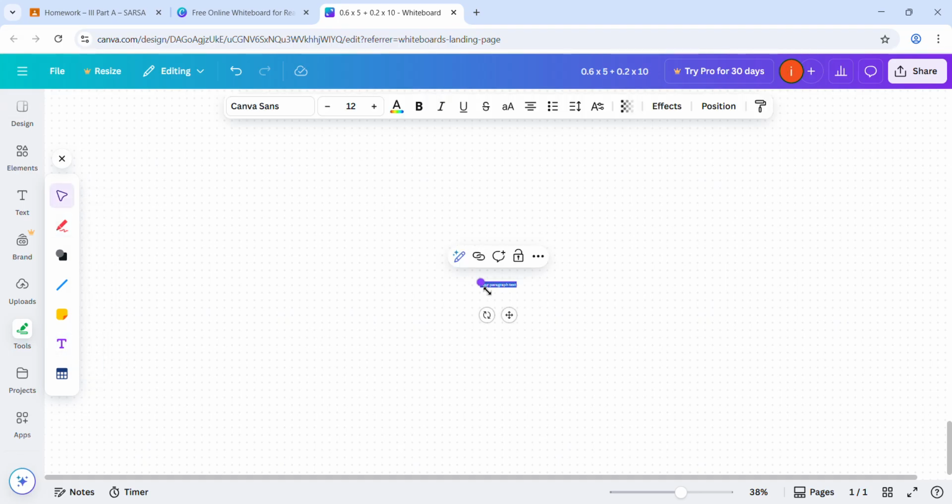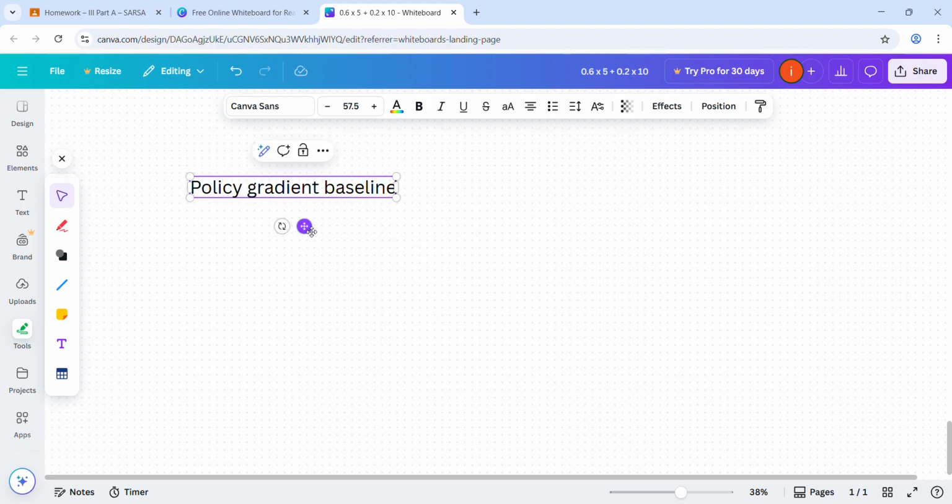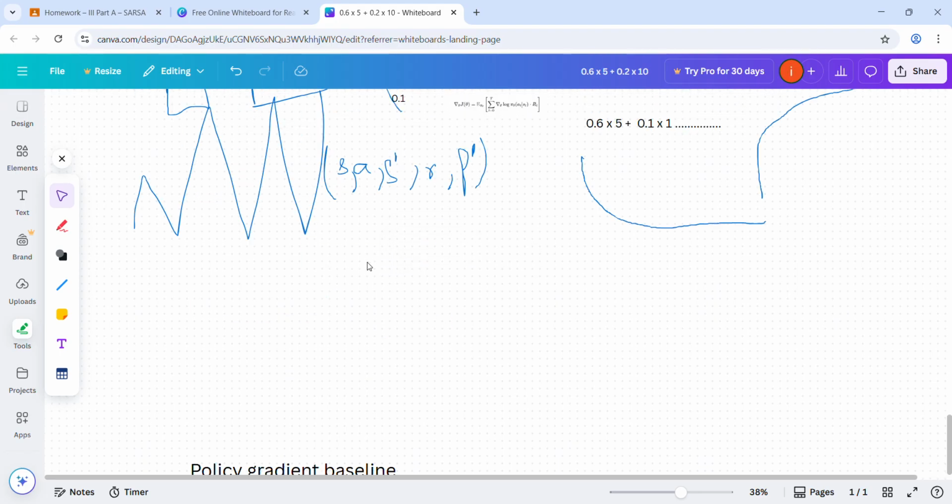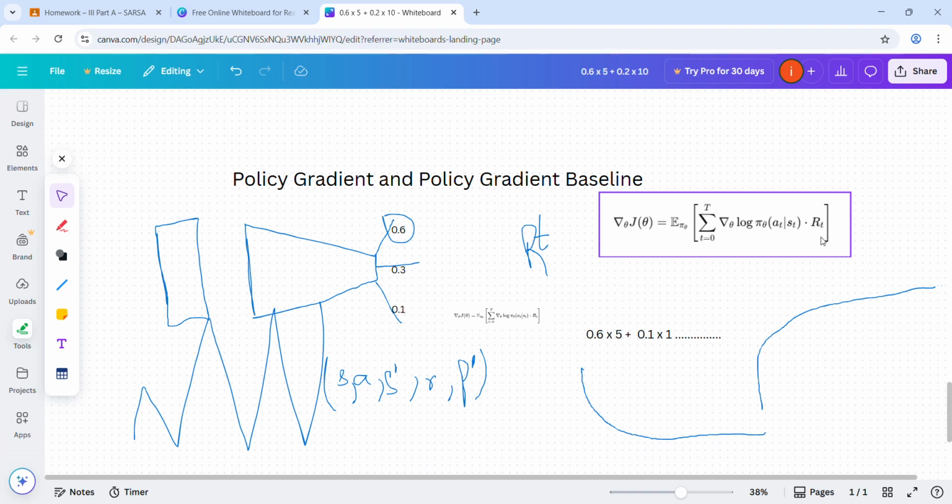So now let's discuss policy gradient baseline methods, and we will discuss the special case of policy gradient, which is actor critic policy gradient baseline. In the policy gradient baseline, instead of directly multiplying RT with the log probabilities, we subtract a baseline term from the reward, which you can see here.